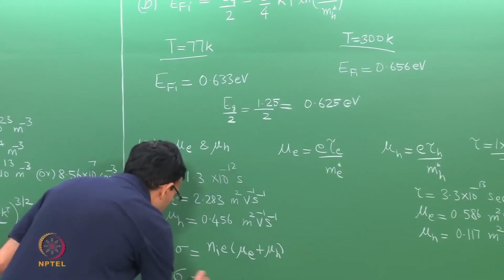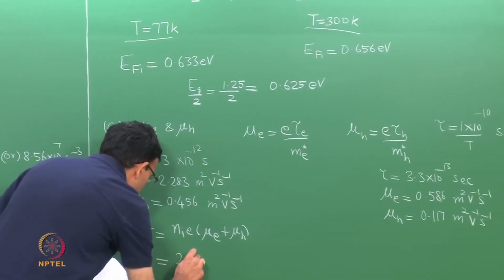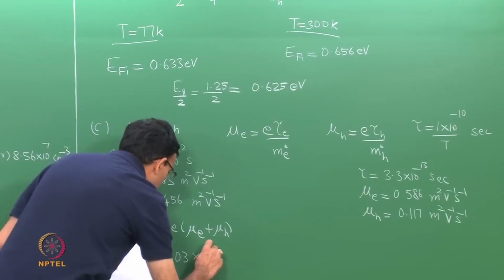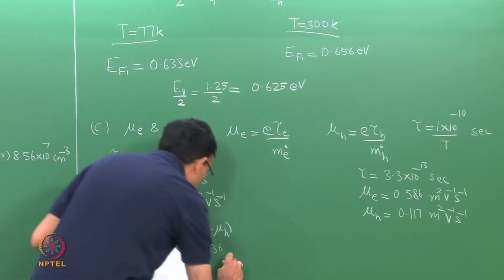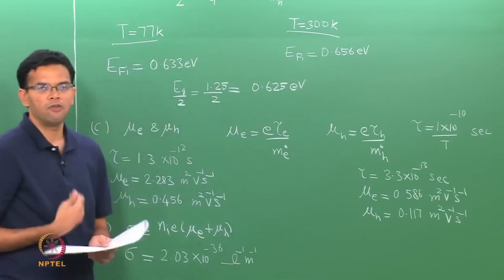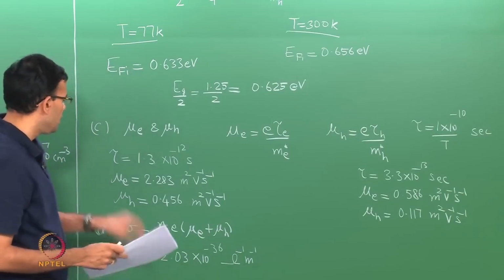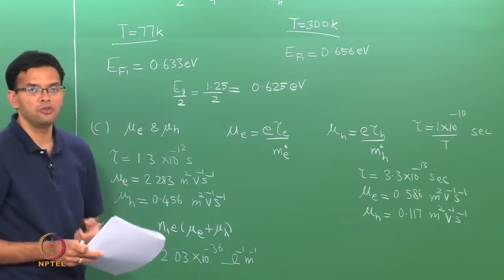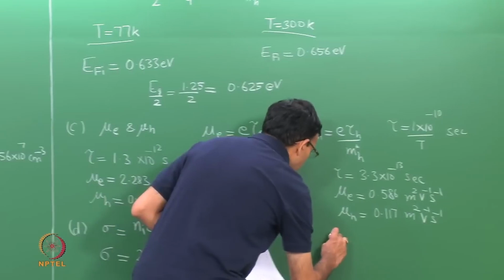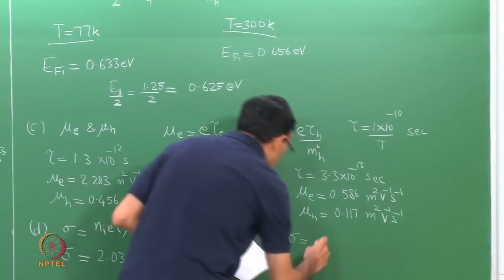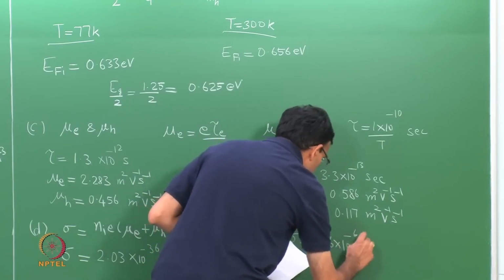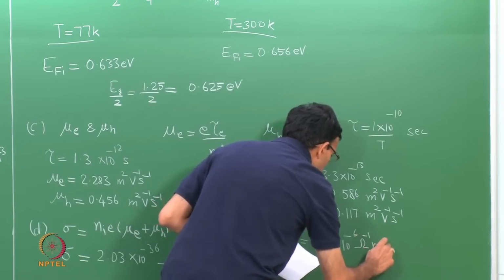So, sigma at 77 Kelvin is very small because if you remember Ni is very small. So, 10 to the minus 36 ohm inverse, meter inverse. You can also have ohm inverse and centimeter inverse depending upon what the units for Ni and mu E and mu H are. So, the same thing we can do at room temperature, and sigma is 9.6 times 10 to the minus 6.